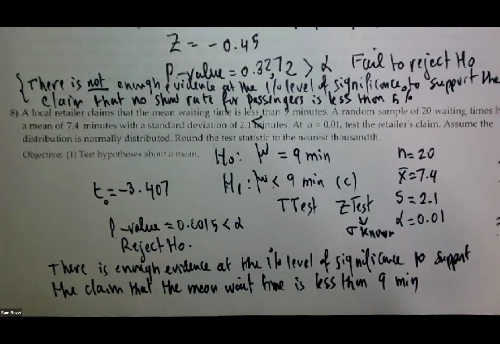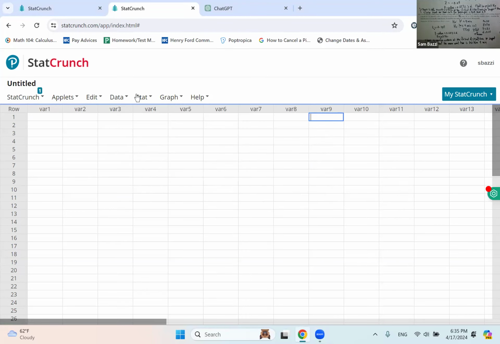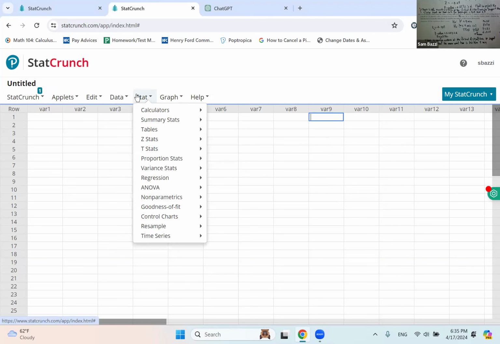Now, how do you use StatCrunch in this one? Let's share the screen with you. And let me do this. And you guys, can you confirm that you can see the shared screen?